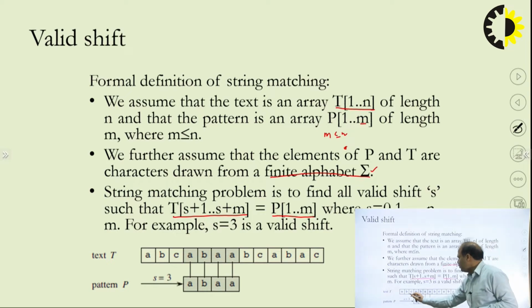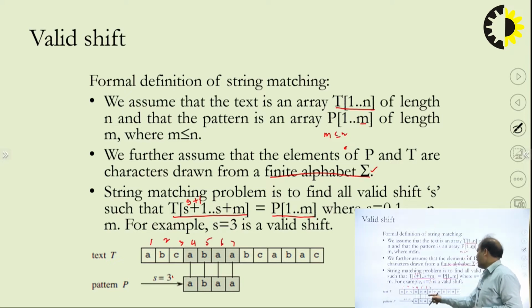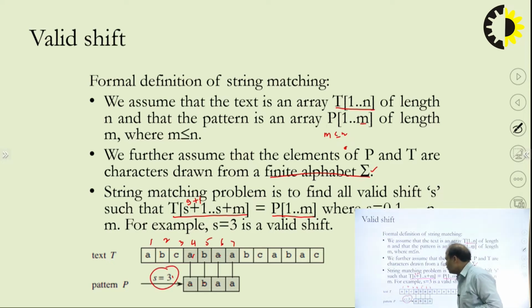Look here, this is your text and this is your pattern. What will happen if you look at s equal to 3 as a valid shift? s equal to 3 means 3 plus 1. If we represent this by 1, 2, 3 and this is 4, then 4 plus 1 up to pattern length, so 4, 5, 6 and 7. This should be equal to pattern 1 to m. Exactly, this is the same. A and A equal, B and B equal, A and A equal, A and A equal. That means s equal to 3 is a valid shift.